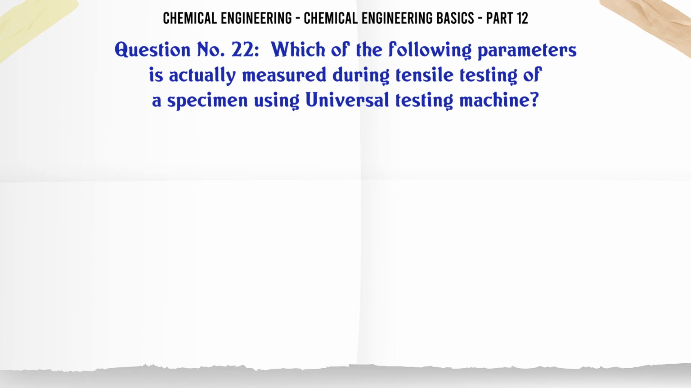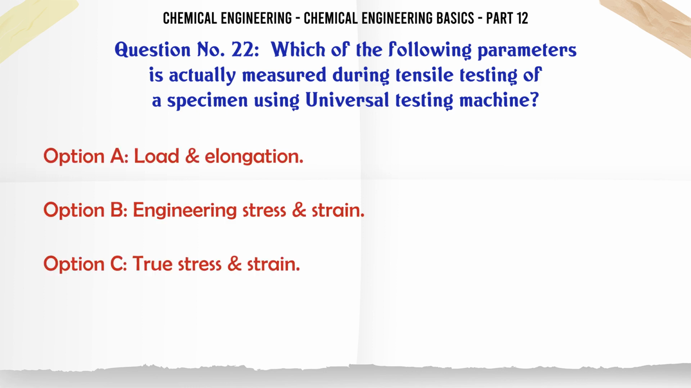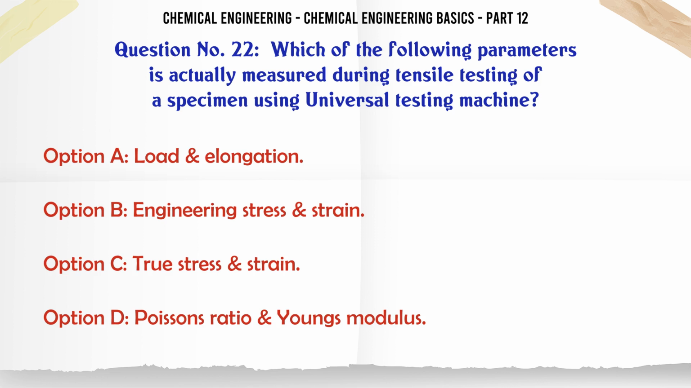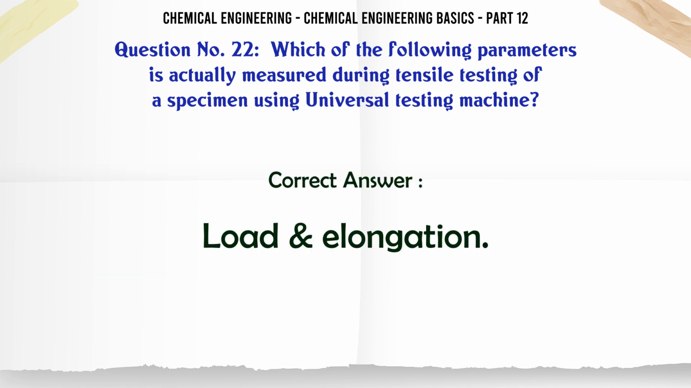Which of the following parameters is actually measured during tensile testing of a specimen using universal testing machine? A. Load elongation. B. Engineering stress strain. C. True stress strain. D. Poisson's ratio, Young's modulus. The correct answer is load elongation.